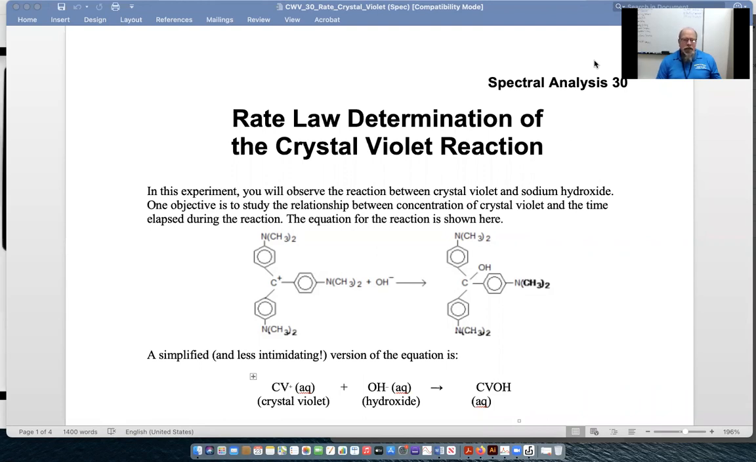And today we're going to be taking a look at a kinetics experiment to study the rate at which a dye called crystal violet is going to fade in color over time when we add some sodium hydroxide to it. Your teacher will be sharing with you the lab procedure, as you can see on your screen, which is taking a look at a very complex organic molecule.